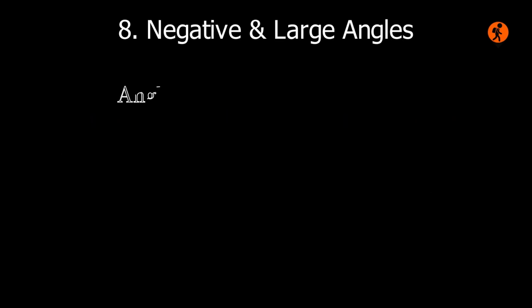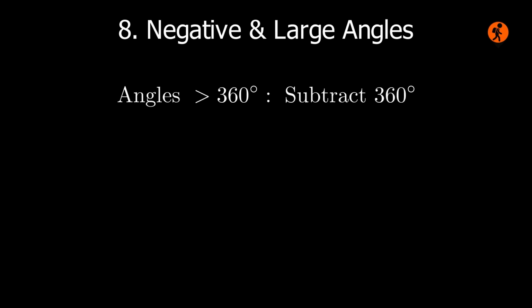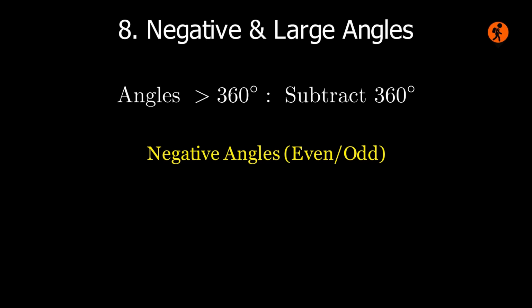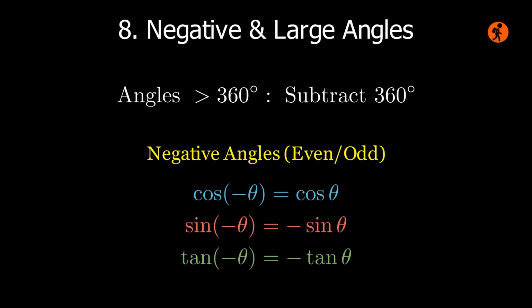For angles greater than 360 degrees, just subtract 360. For negative angles, remember that cosine is an even function, so cos of negative theta remains positive cos theta. Sine and tangent are odd functions, so the negative sign moves to the front.